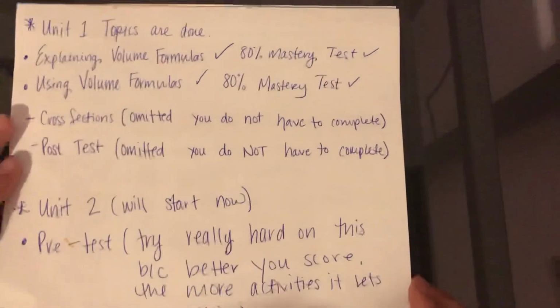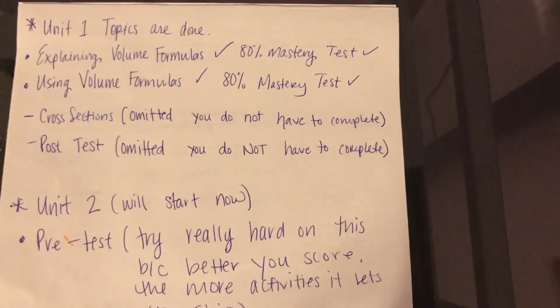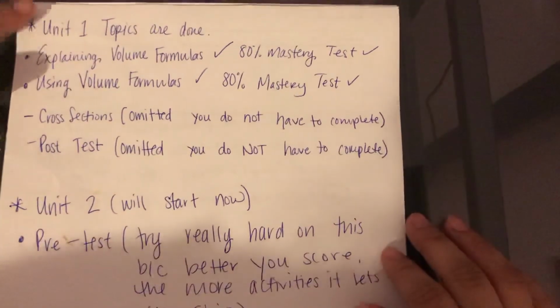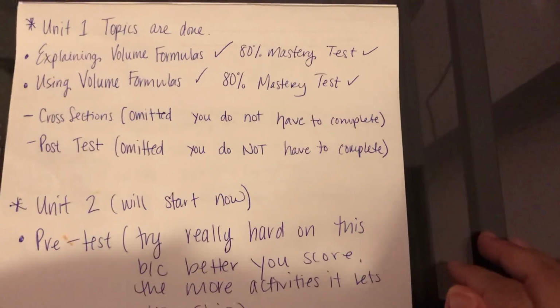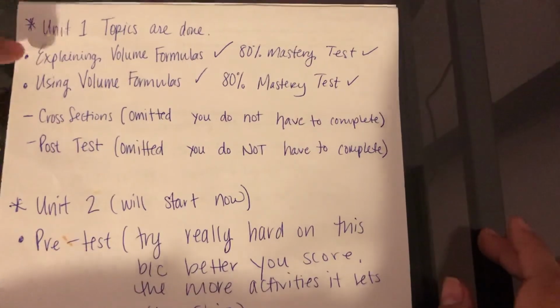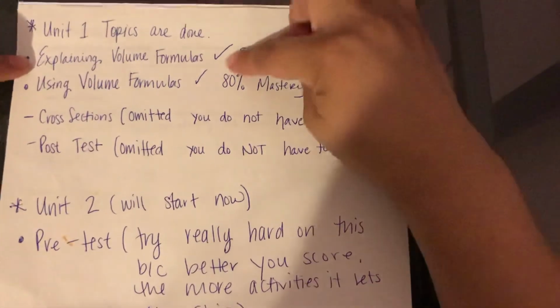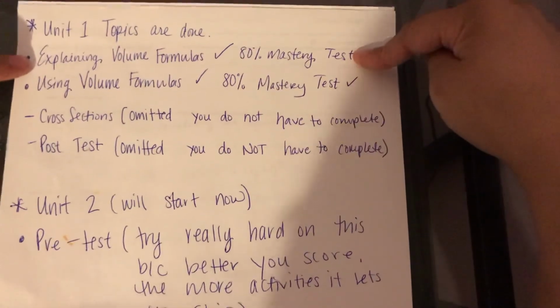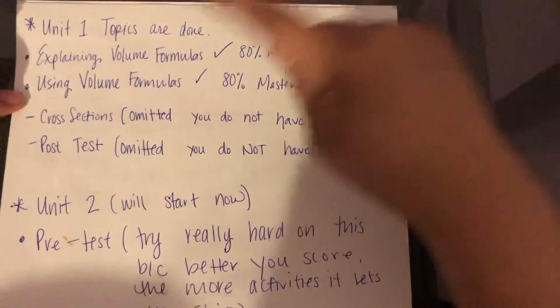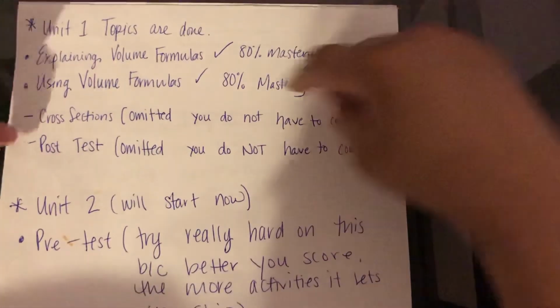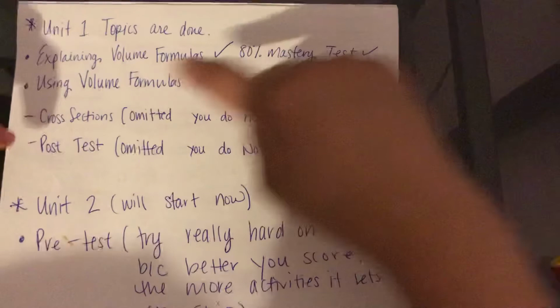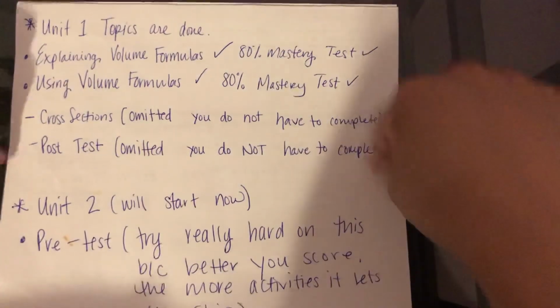I do want to go ahead and put this up. This is just something I did for myself to keep me organized. Unit 1 topics are going to be done after this. So if you get a mastery on this one, you're done. You should have gotten explaining volume formulas, those tutorials and mastery tests done. You should have gotten an 80% to get mastery. Using volume formulas, 80%. Then cross-section was omitted. You didn't have to do that. Post-test was omitted. You don't have to do that.